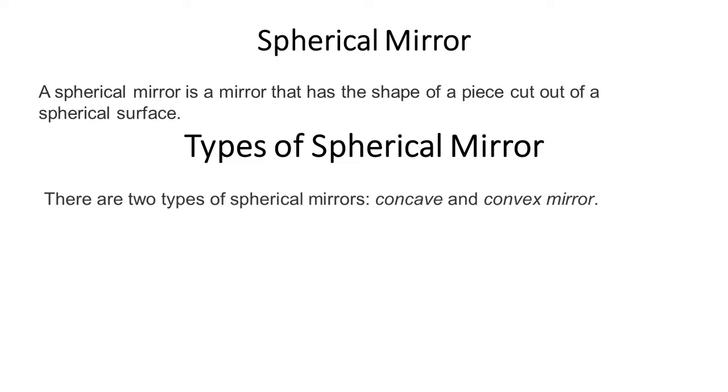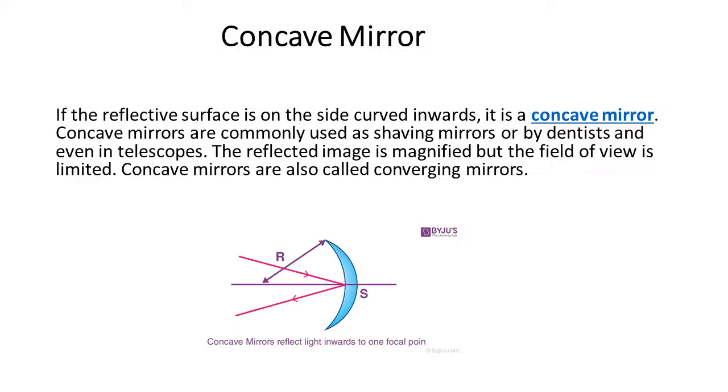So, as you know, a spherical mirror is a mirror that has the shape of a piece cut out of a spherical surface, and there are two types of spherical mirror, concave and convex. You can understand it this way: take for example an orange. When I peel the orange, the peel is concave and the fruit inside is convex. So you have two types of spherical mirrors, concave mirror and convex mirror.